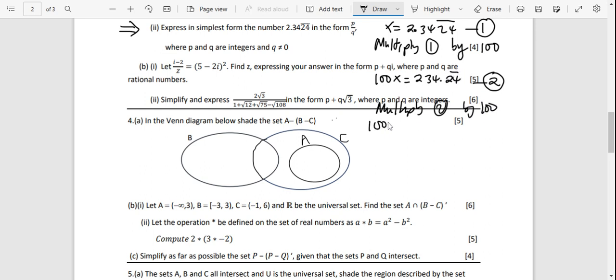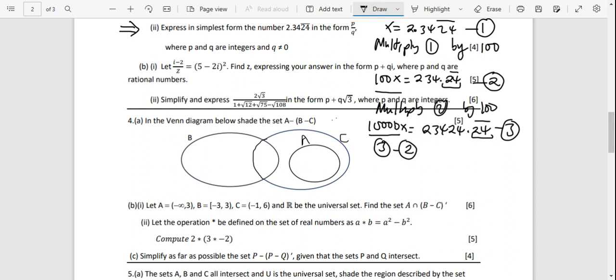So that will be now 10,000x, and that will be 23424.24, with a dash on top. Okay. All right, just the 24, so that the numbers after the decimal in this equation and this equation are going to be the same. Always please do that. And then subtract 3 and 2. So this is going to be, we know, this is going to be what? This is a 10,000 minus 100.